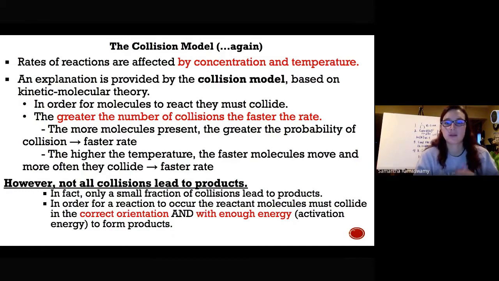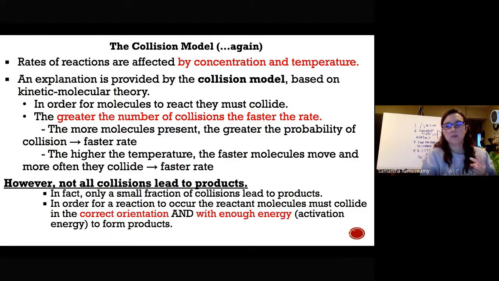Now, what that means is when we think about concentration, the more reactant molecules we have present, the more collisions there will be between the reactant molecules and the faster the rate. And when we think about temperature, the higher the temperature, the faster the molecules move, the more often they collide, the faster the rate. However, and this is bolded and underlined, not all collisions lead to products. Just because there are collisions occurring does not necessarily mean that we will form products. Really, only a small fraction of collisions lead to products. Before, we thought that as long as our reactants are colliding in some way, we're going to have products formed, but that's not necessarily true.